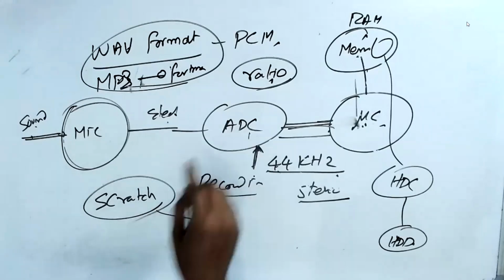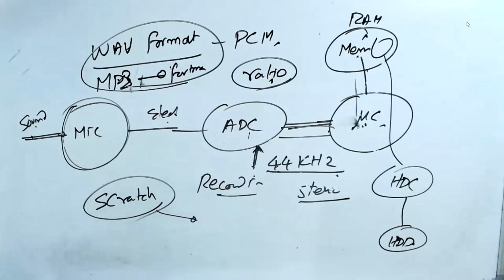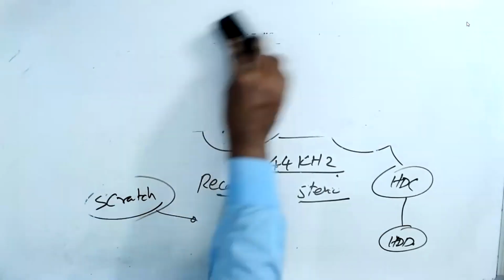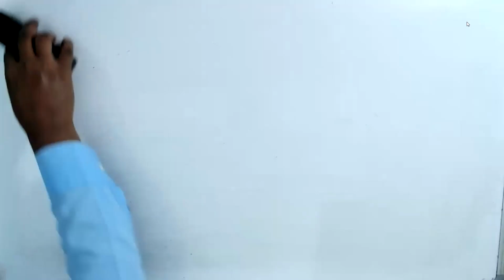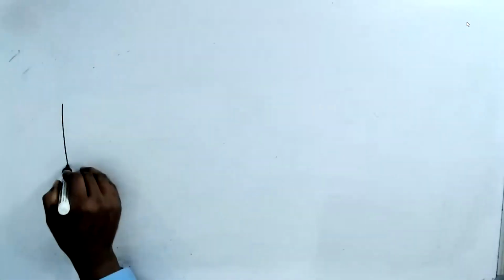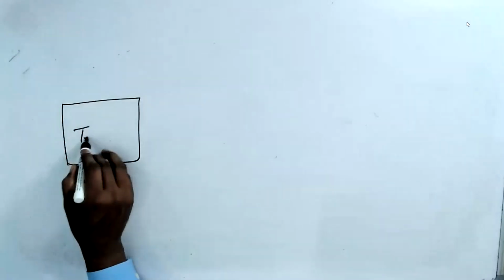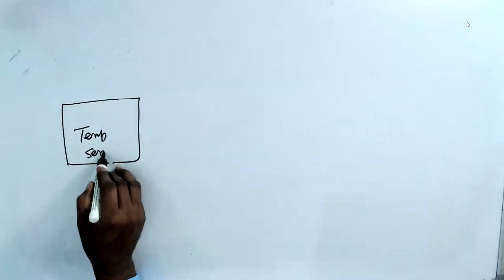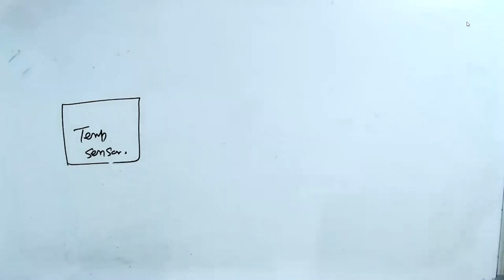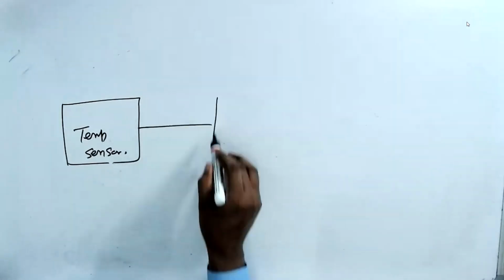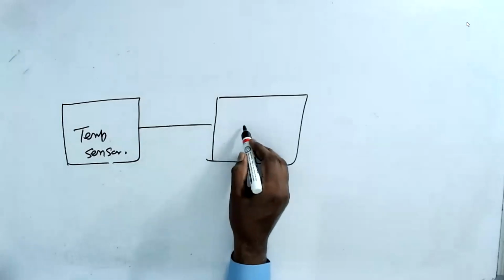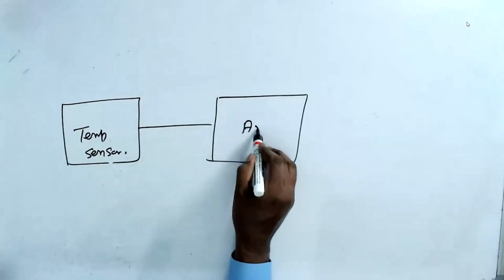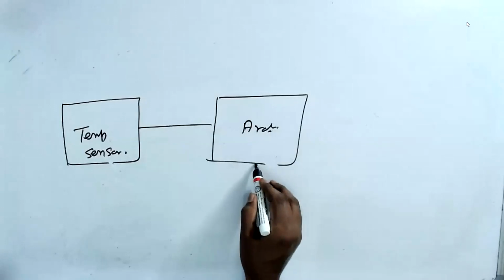So ADC is nothing but DAC plus counter, nothing more than that. If you could do this, very good. Actually, there is a small project you can take up. Take a temperature sensor, connect it to the Arduino board, and store the data.